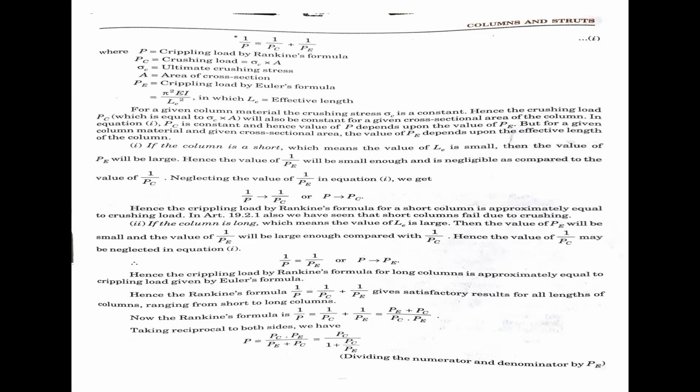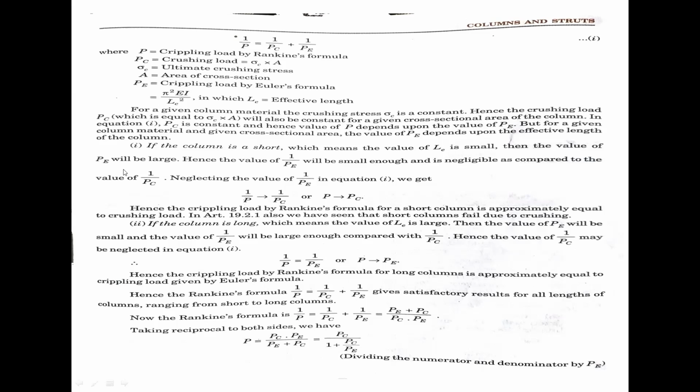That means Euler's formula changes. Here P suffix C is constant, but the crippling load by Euler's formula changes because of the column end conditions. If the column is short, which means the value of L e is small, the effective length is small. That is the main concept.